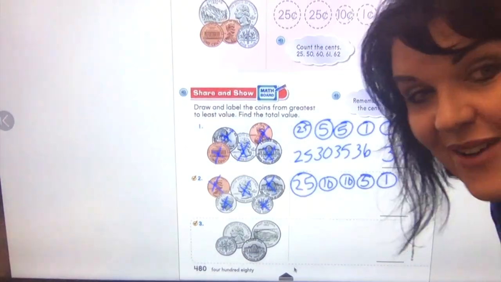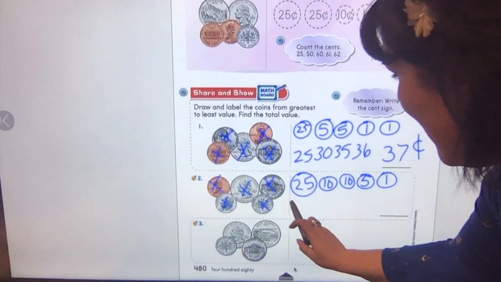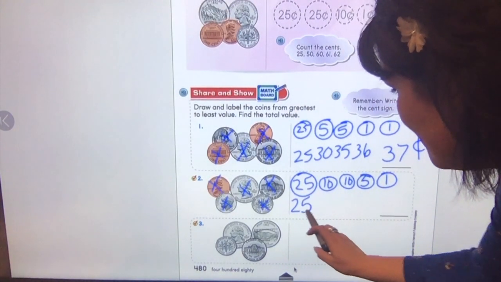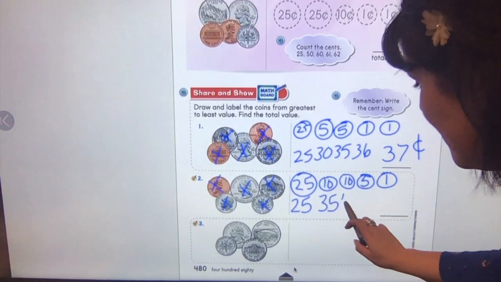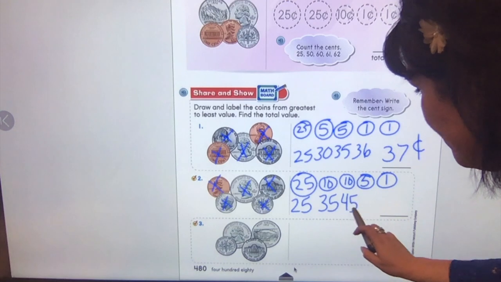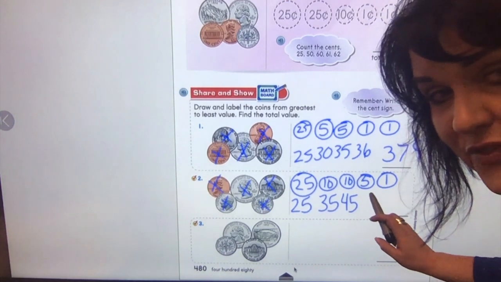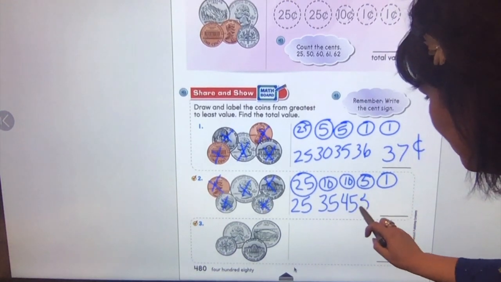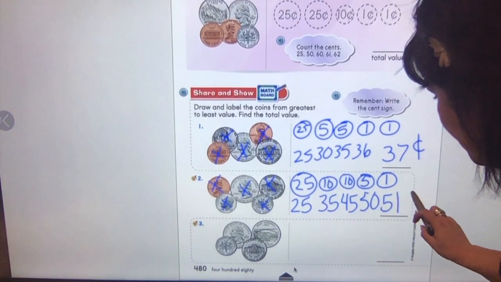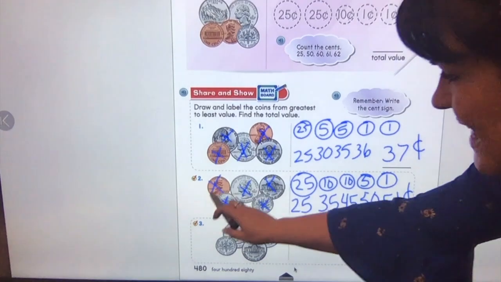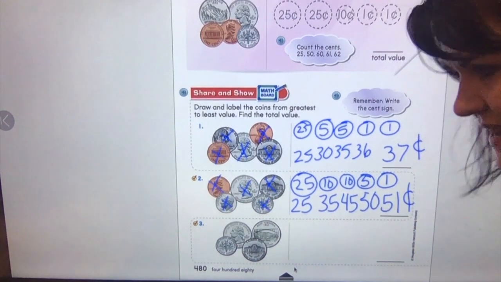Let's go ahead and count on. Ready? So we have 25. And then we have 35. Let's add another 10. 45. 5 more onto 45 is 50. And 1 more penny added onto that is 51 cents. That collection is worth 51 cents.